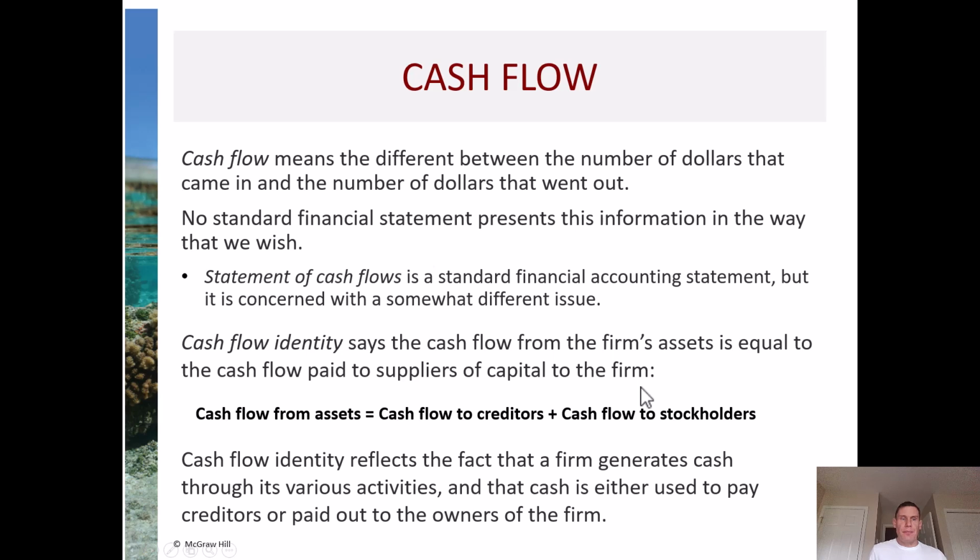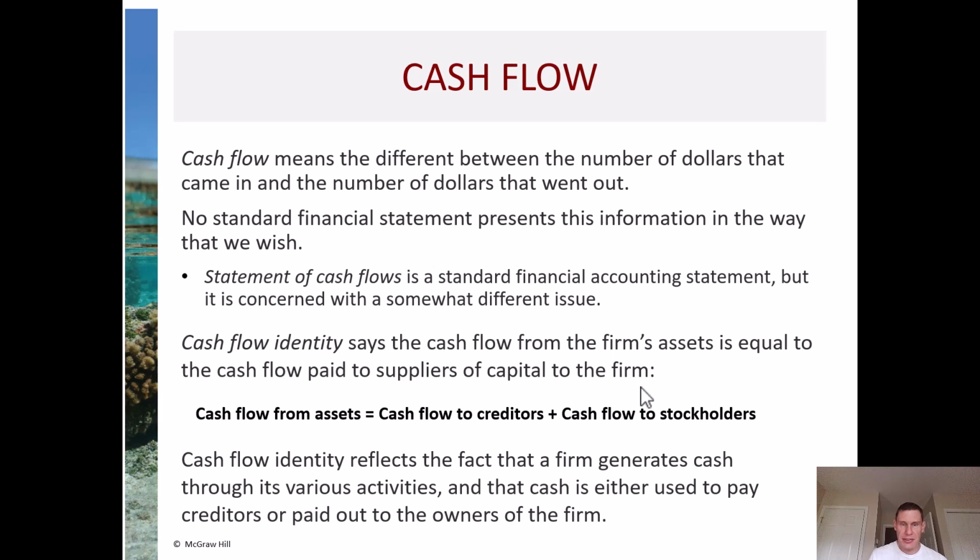Now, what about cash flow? Because ultimately, cash flow is the most important thing. So cash flow means the difference between the number of dollars that came in and the number of dollars that went out. No standard financial statement presents this information in the way that we wish. There is a statement of cash flows. This is a standard financial accounting statement, but it's concerned with a somewhat different issue.